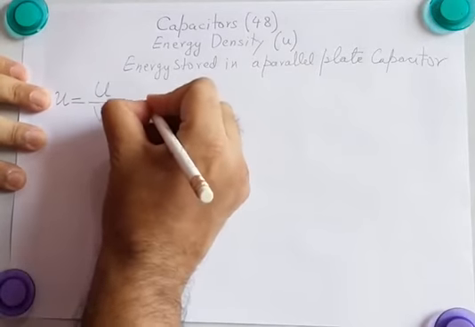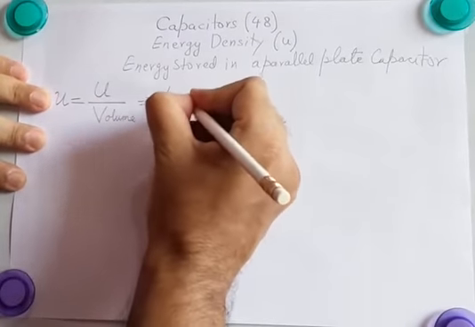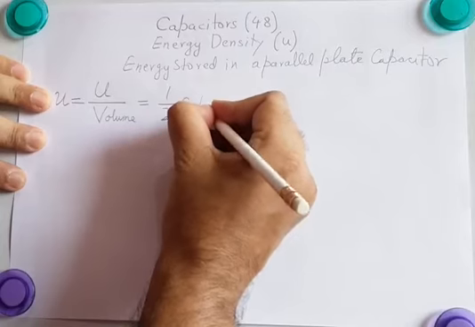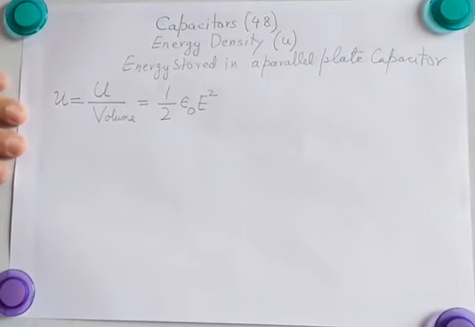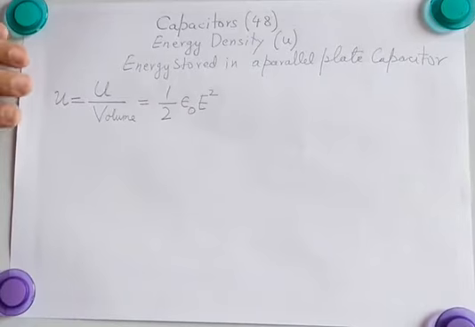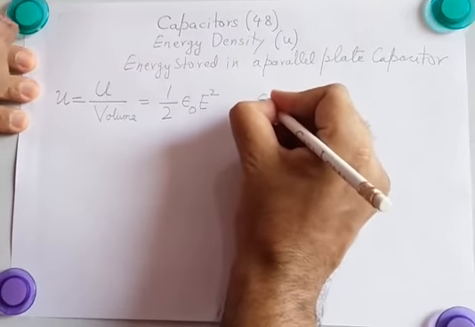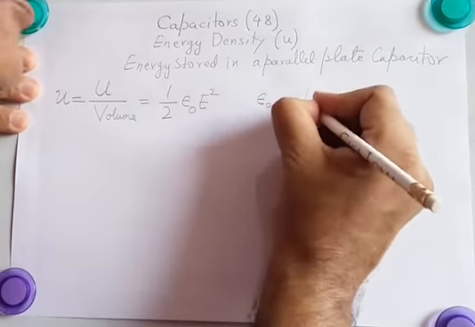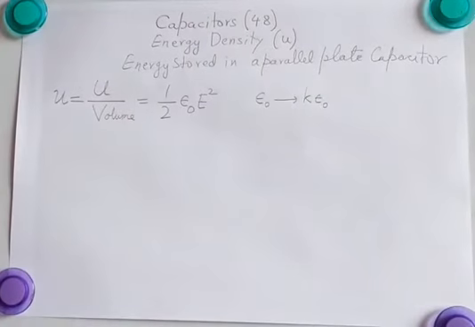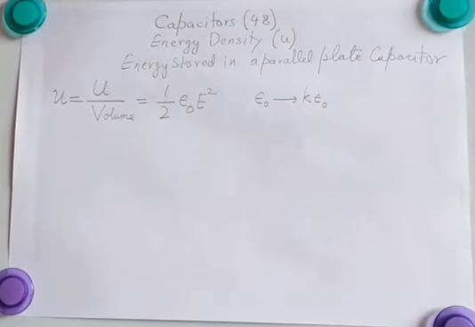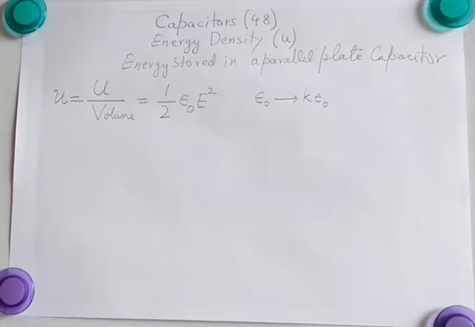So this is always equal to half epsilon naught E square wherever electric field is present and there is no dielectric. If dielectric is present, replace epsilon naught by K into epsilon naught, where K is the dielectric constant. So wherever electric field is present, the potential energy per unit volume is half epsilon naught E square.